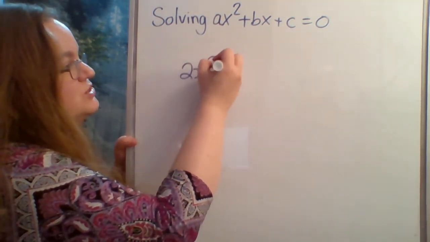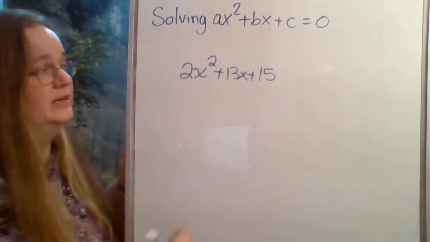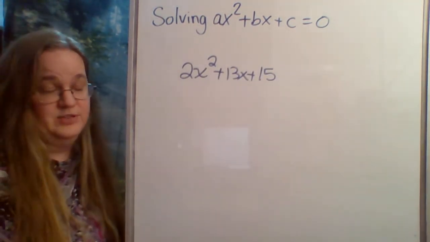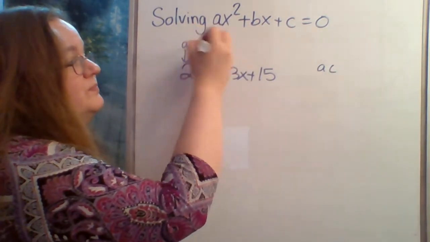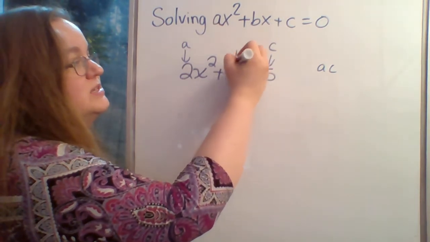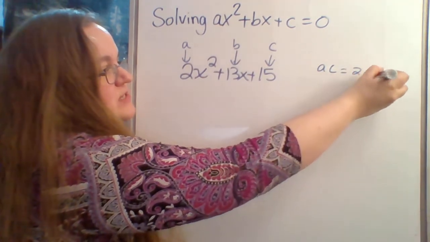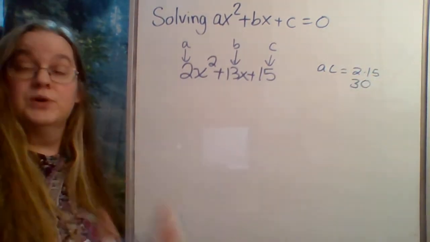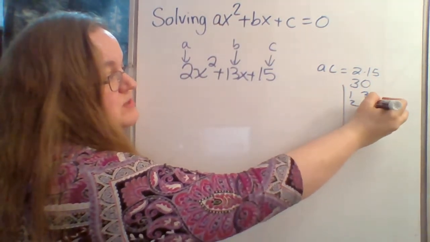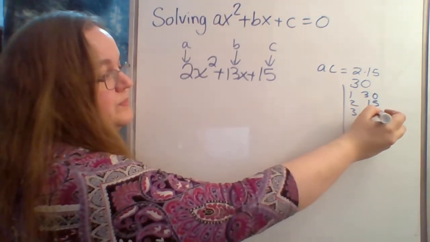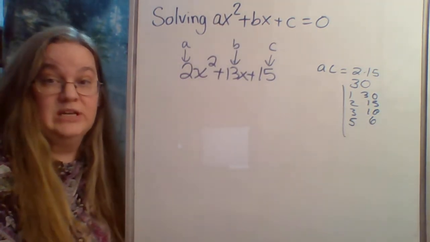So let's take 2x squared plus 13x plus 15. If I want to be able to factor this, the first thing I'm going to do is a times c. So a is the coefficient, remember. C is the constant, and b is the coefficient of the middle term of just x. So a times c would be 2 times 15, or 30. Now, once I've done that, I'm going to list the factors of 30: 1 times 30, 2 times 15, 3 times 10, and 5 times 6.